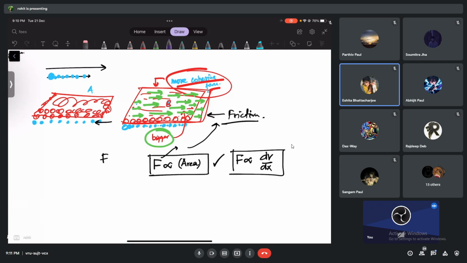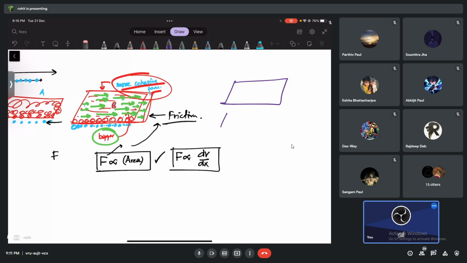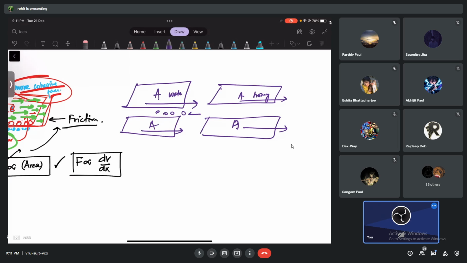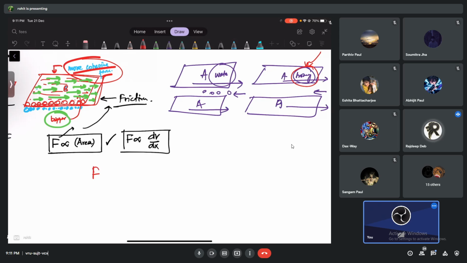Nature of the liquid. If I compare these two layers and these two layers, same area, same velocity gradient, but this is water and this is honey. Here the liquid layers will move, here also they will move. In which case do you think we are going to get more opposing force, honey or water? Honey. That means this viscous force also depends upon the nature of the liquid.